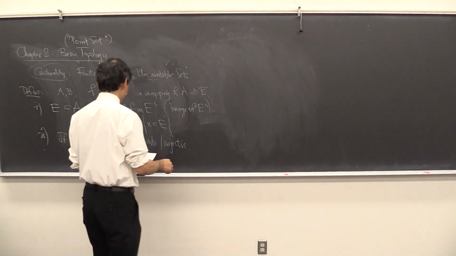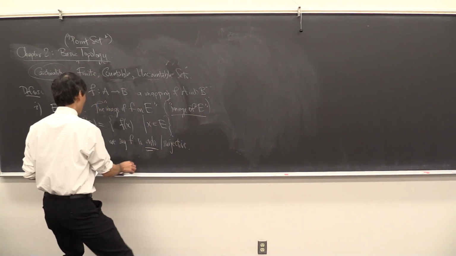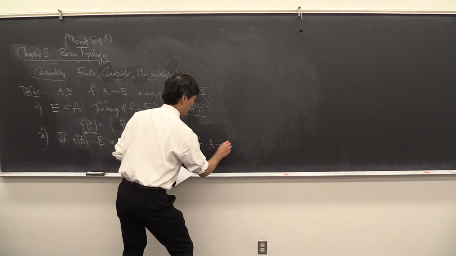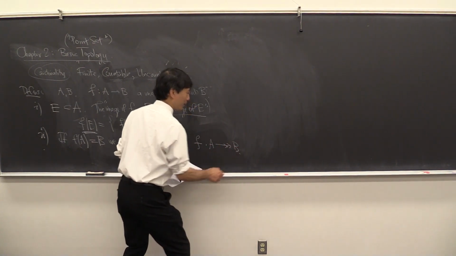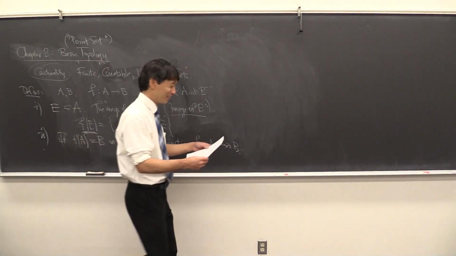So, image of E, onto. One notation you may see is that f goes from A onto B. Almost no one uses this notation. Maybe only Bourbaki, actually.